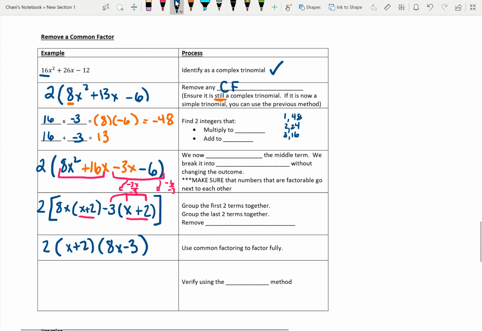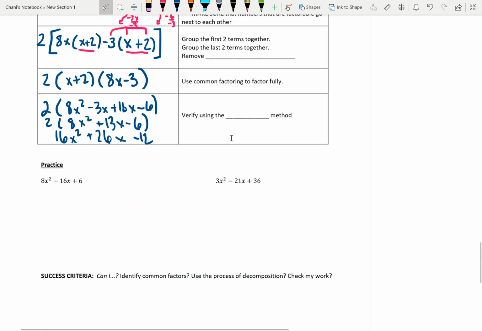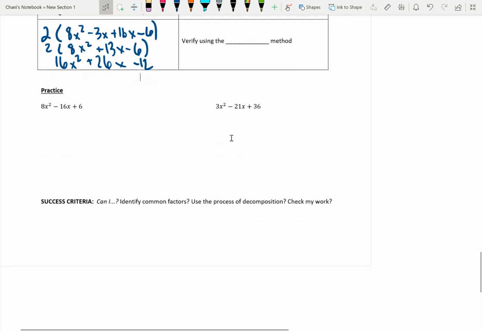So when I FOIL, I expand these two brackets first and then distribute all the way through. So I would get 8x squared minus 3x plus 16x minus 6. If I collect like terms, I'd get 8x squared plus 13x minus 6. And then I would distribute the 2 through: 16x squared plus 26x minus 12, which is the same as my original. Okay, so please do the next 2 on your own.